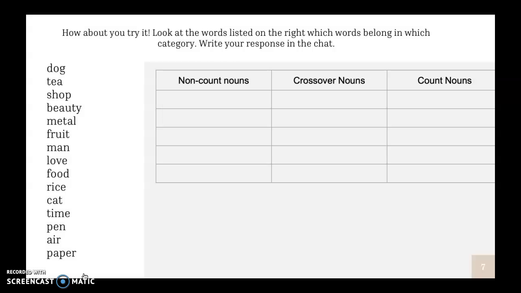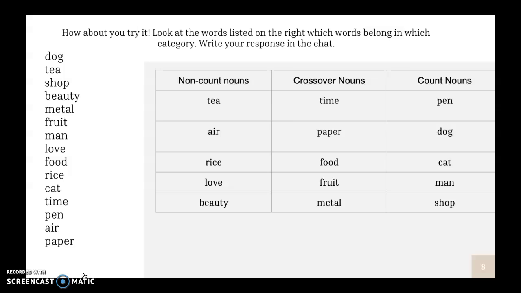How about you try it? Let's look at the words listed on the right. Which words belong in which category? Write your response in the chat. This is what it should look like. Non-count nouns, crossover nouns, and count nouns.